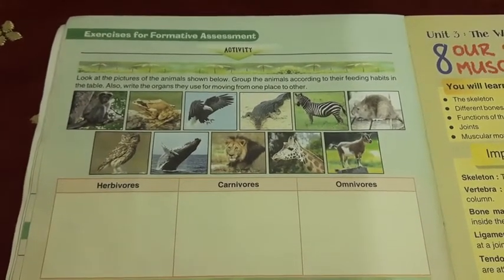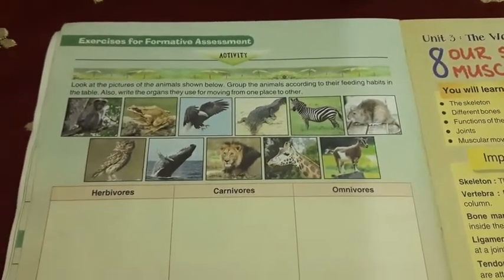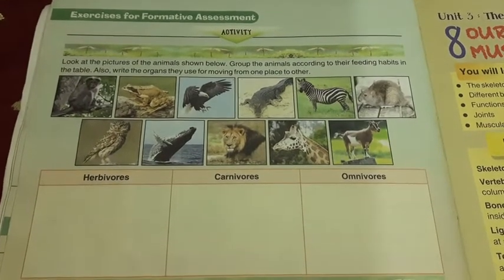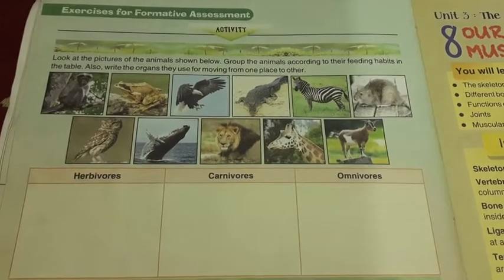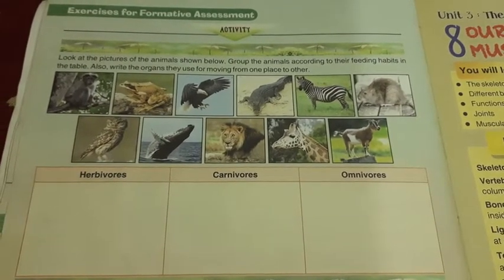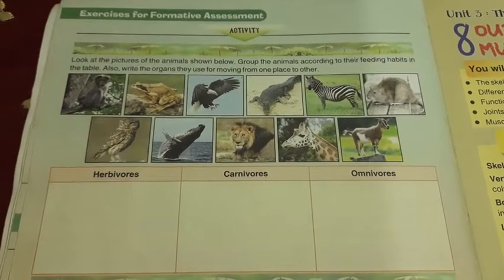So in this activity, you are seeing a number of pictures of animals, for which you have to write their feeding habits in the table and also their locomotory organs, the organs that they need during their movement.